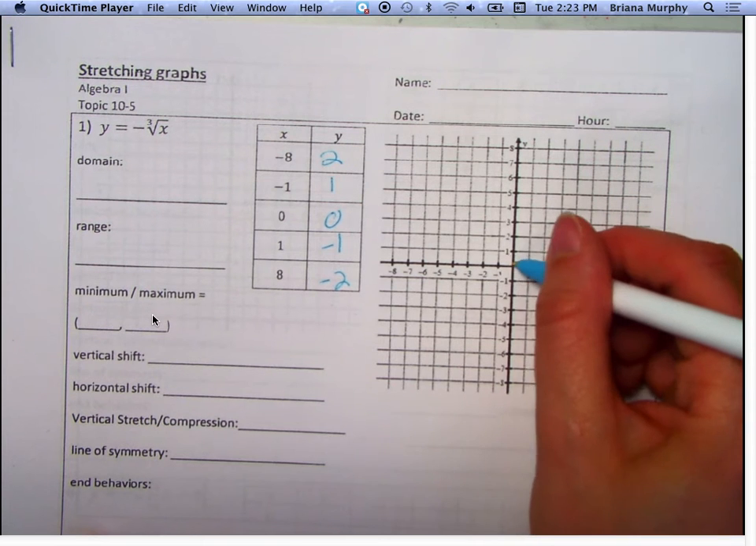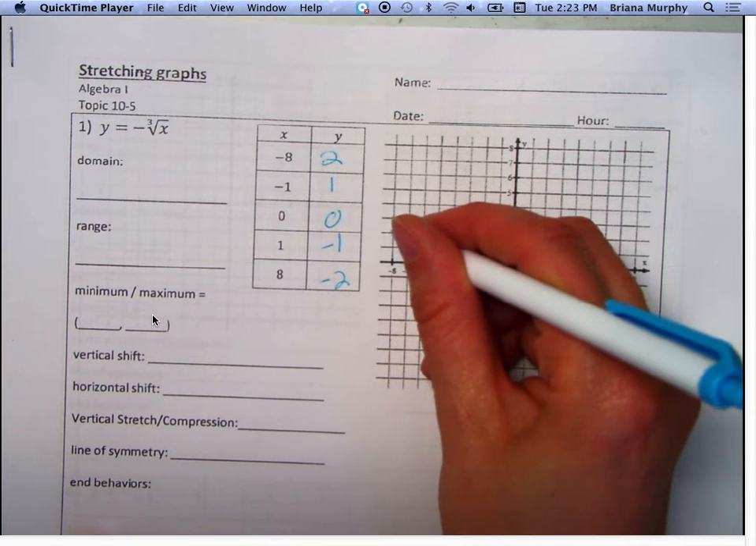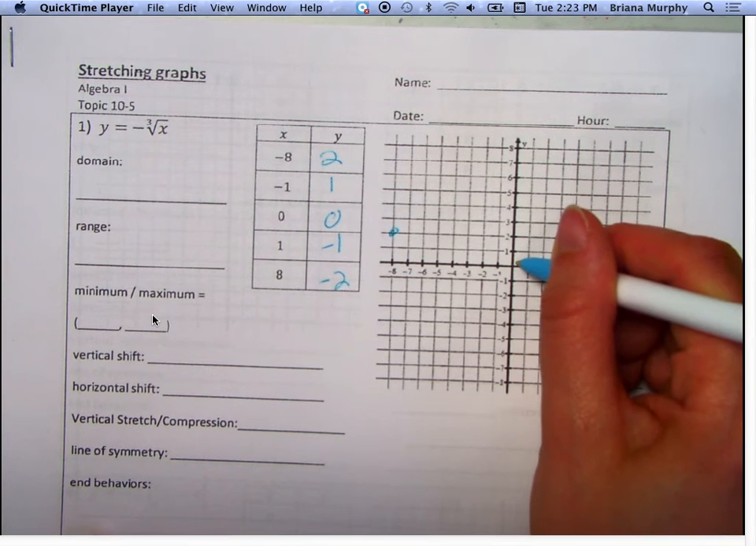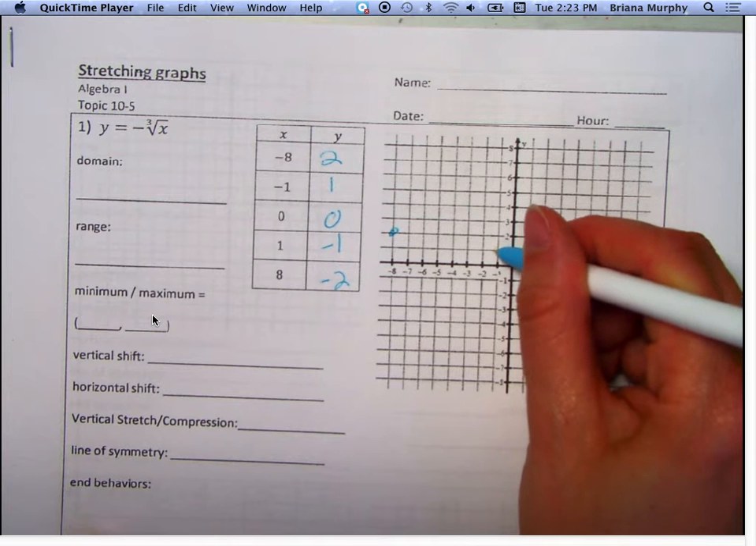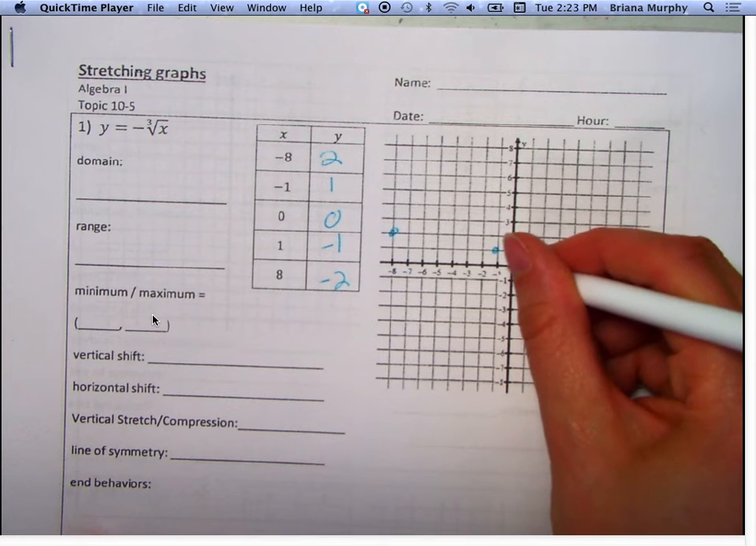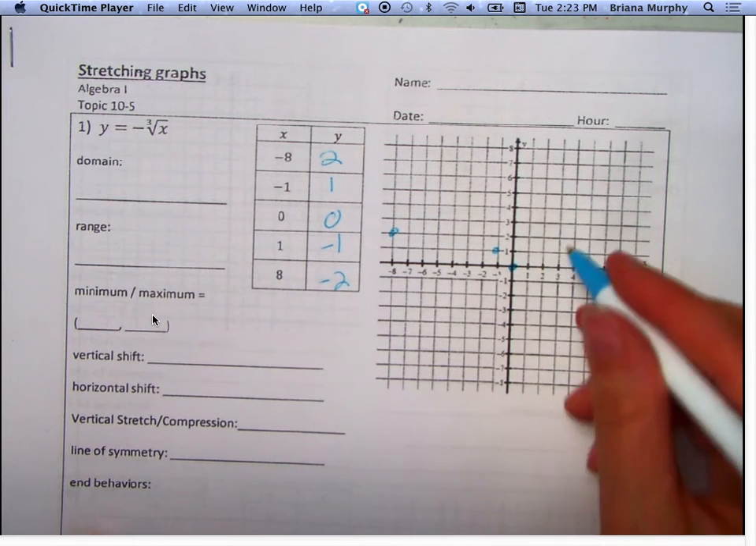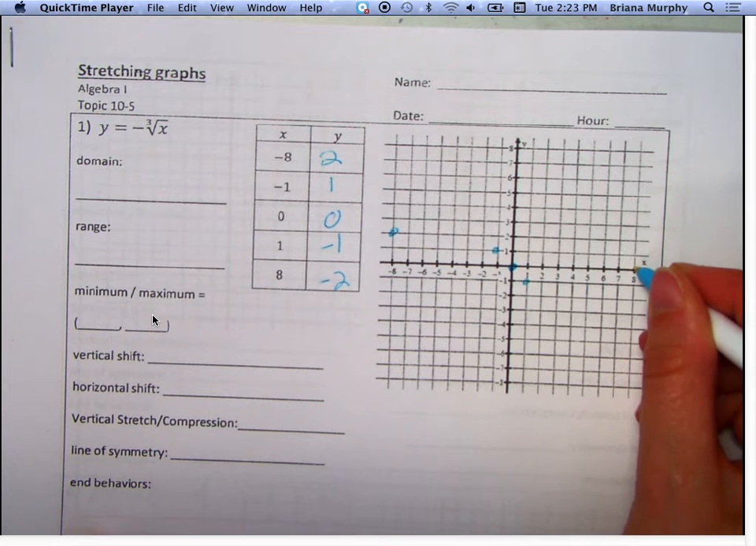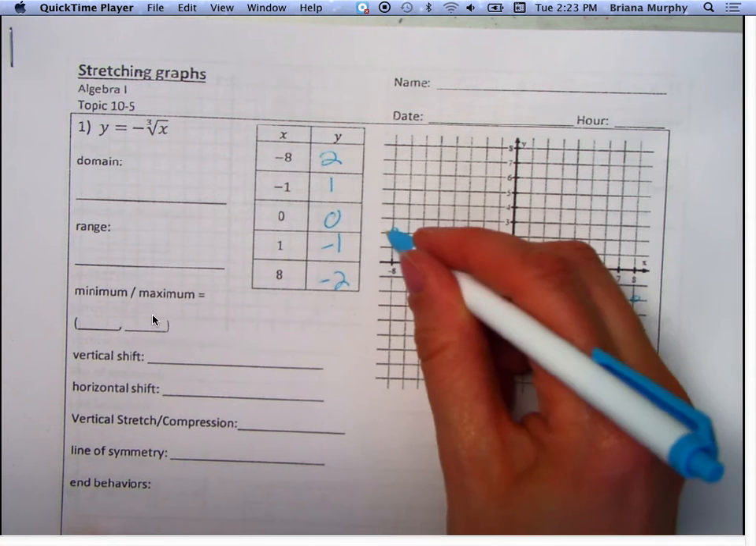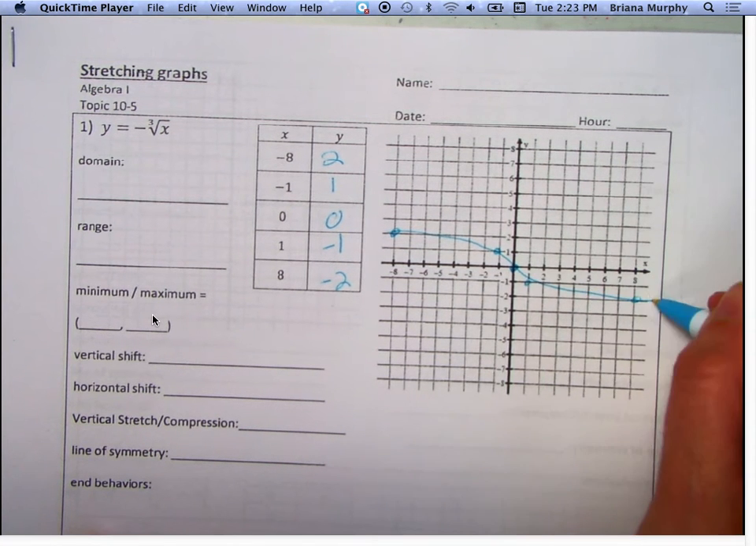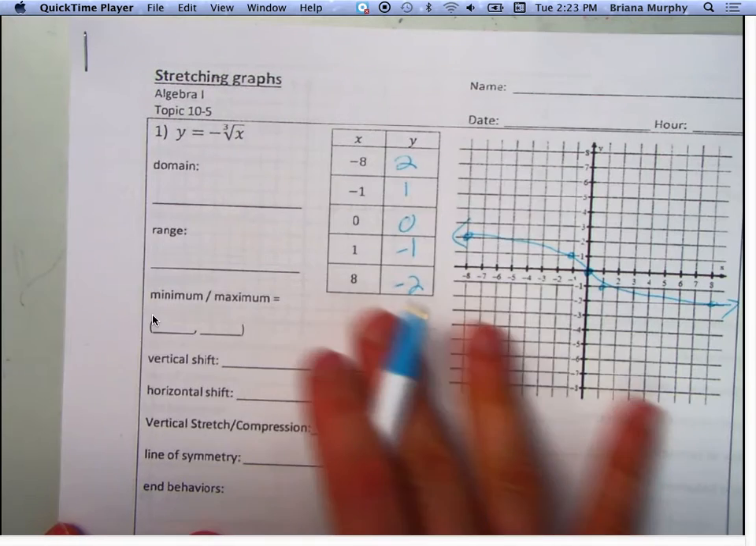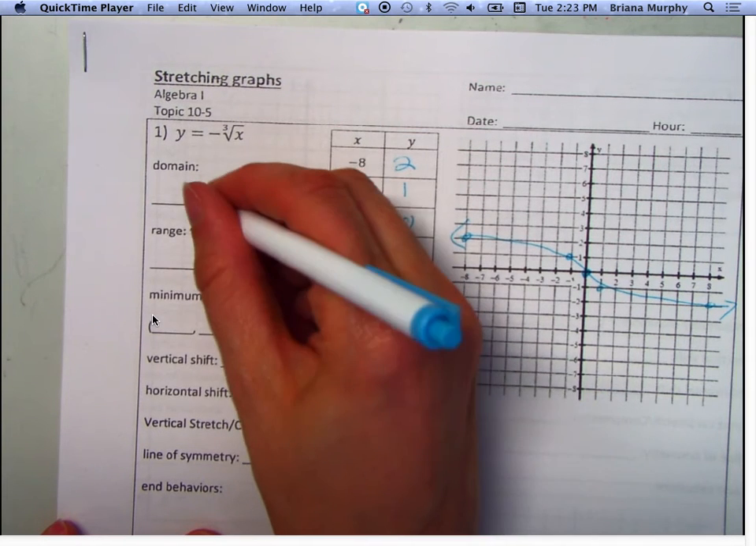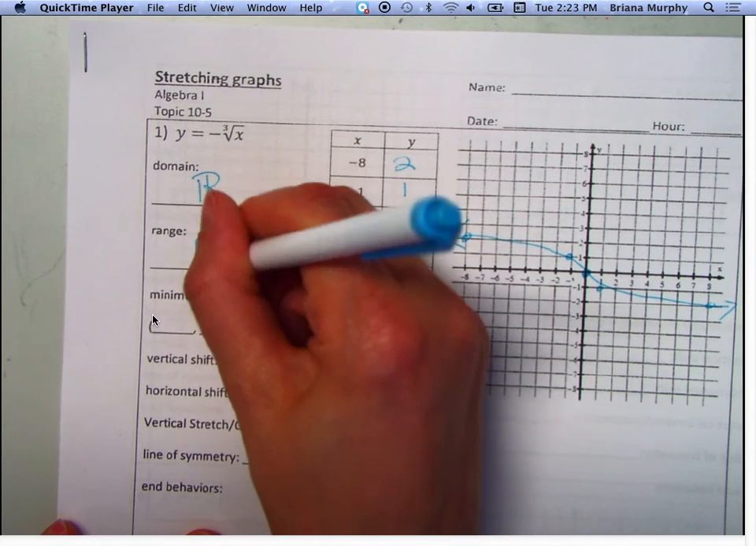But then we're going to plot our points. We're going to go to the left, -8, up 2. Left, -1, up 1. 0, 0. 1, 1, and 8, -2. So we have this, okay? The domain is all real, and the range is all real because it never stops.